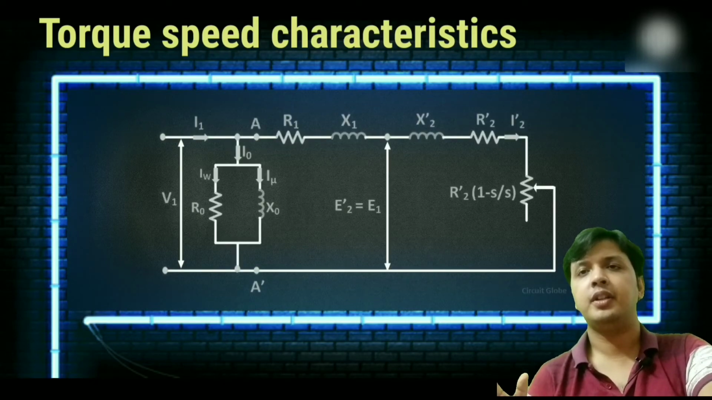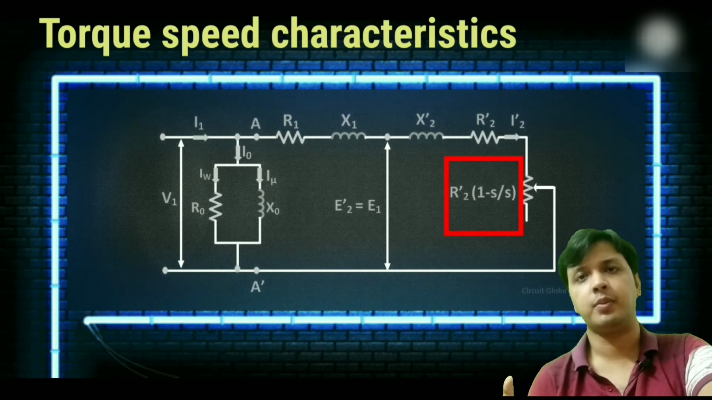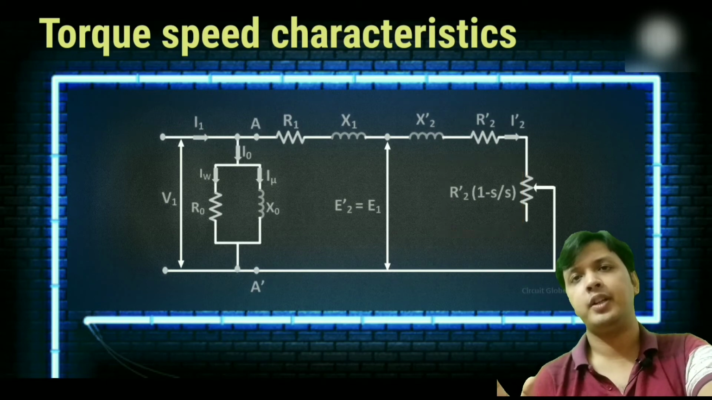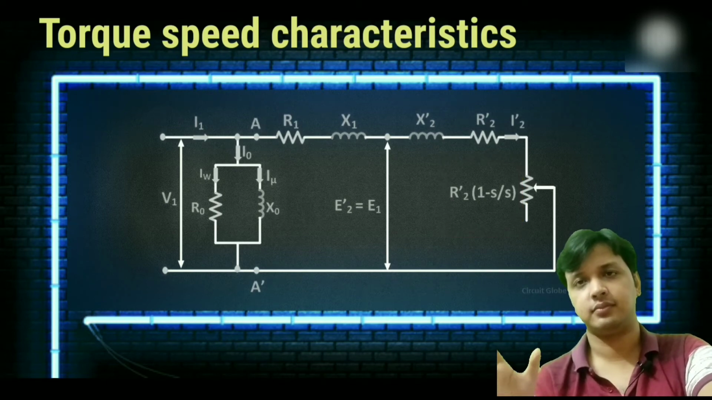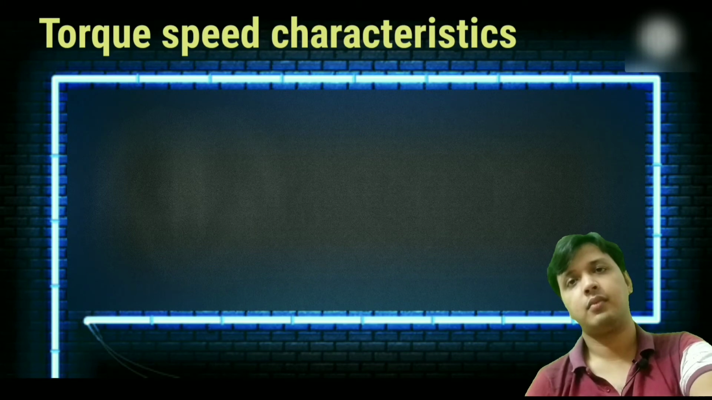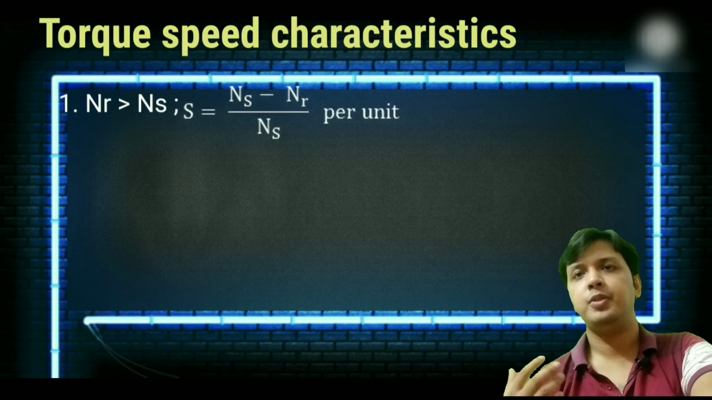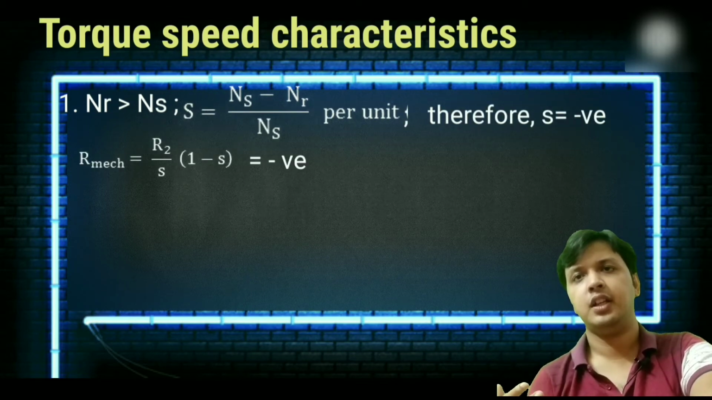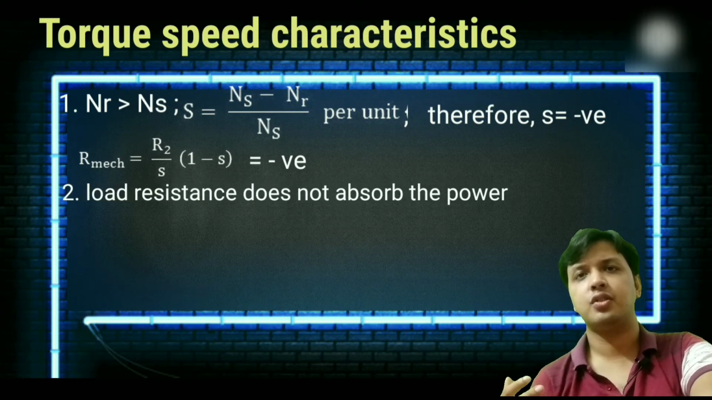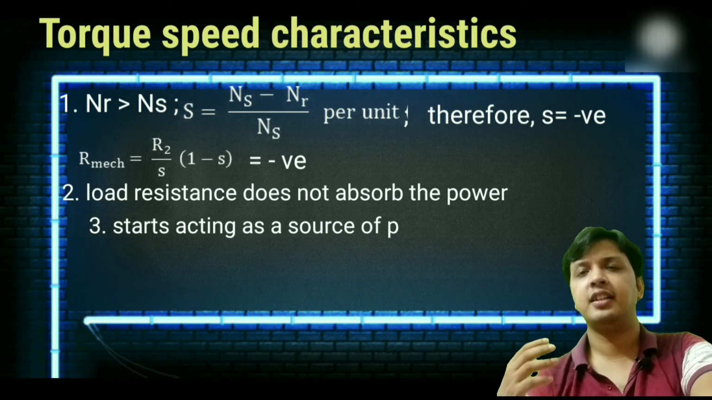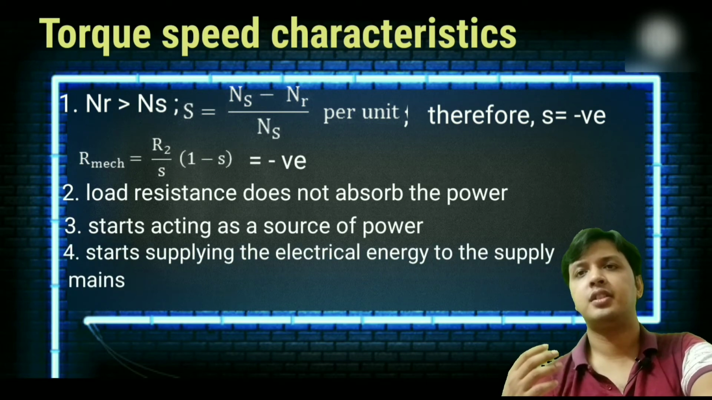In an equivalent circuit of an induction generator, the mechanical shaft load has been replaced by a resistor given by R mechanical equal to R2 by s into (1 minus s). In an induction generator, the slip is negative. Therefore, the load resistance R mechanical is also negative. This shows that the load resistance does not absorb power but starts acting as a source of power. It starts supplying electrical energy to the supply to which it is connected.